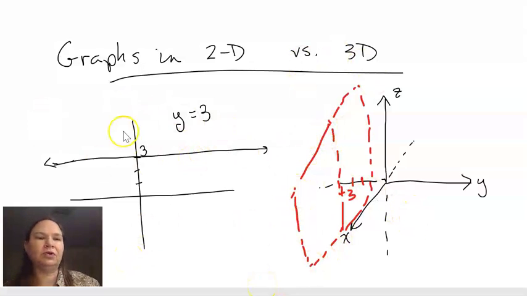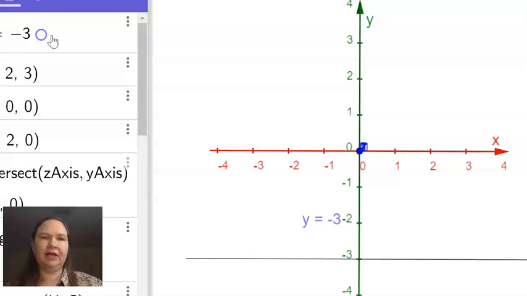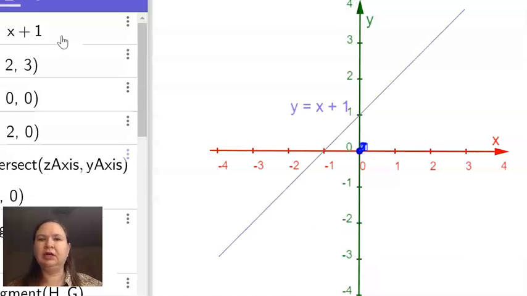All right, let's change this up. Let's change this y equals 3 to a different equation. So over here in GeoGebra, I'm going to change the equation of that line. Let's make it y equals x. How about if we put an x plus 1? Oh, yeah, there we go. X plus 1. That looks good. So there is a line in the xy plane.